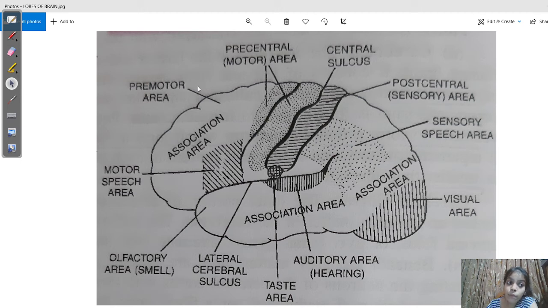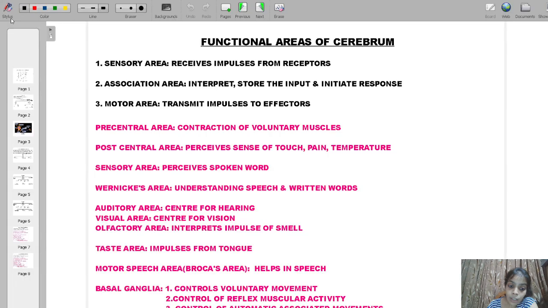And what is the function of basal ganglia? It controls voluntary movement, it controls the reflexes to some extent, muscles which show reflex action, and certain automatic movements also. So basically, basal ganglia is associated with movement, some automatic movements and some voluntary movements.